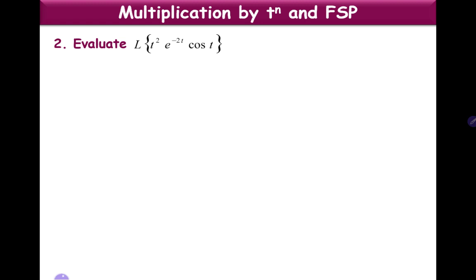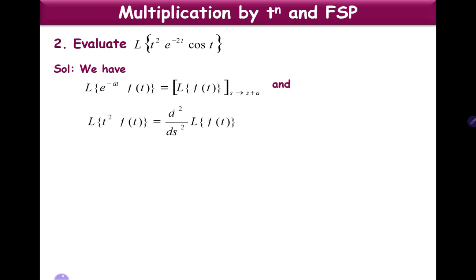Evaluate L of t square into e power minus 2t into cos t. Here also we need to apply two properties, because here we have t square into some function and e power minus at into some function. So we use these two properties. L of e power minus at into f of t is L of f of t, where s is replaced with s plus a because we have minus at here, which is the first shift property.